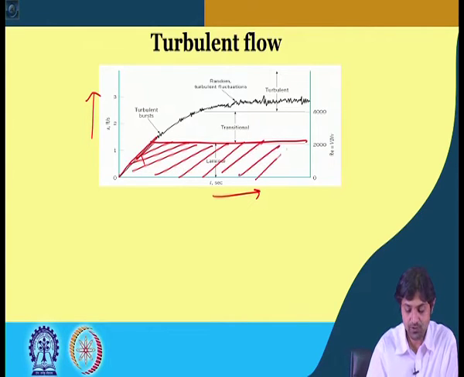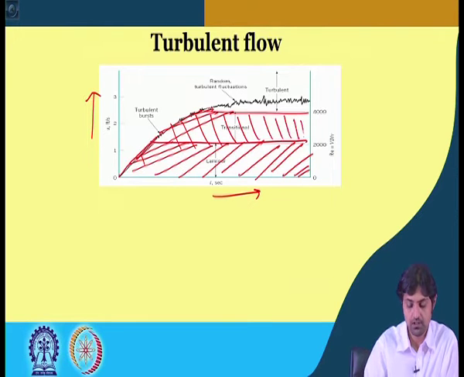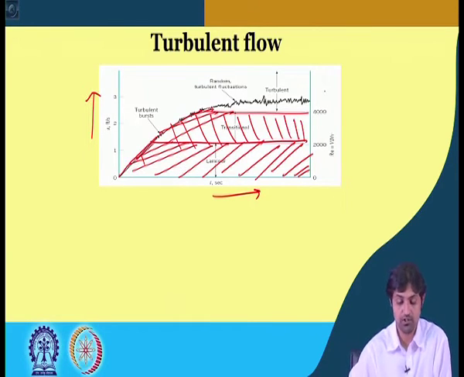The idea is, if you keep on increasing the velocity, the Reynolds number will increase and the flow will become from laminar to transitional to turbulent. As you keep on increasing the velocity, it is still transitional until a Reynolds number of 4000. And after that it becomes fully turbulent.